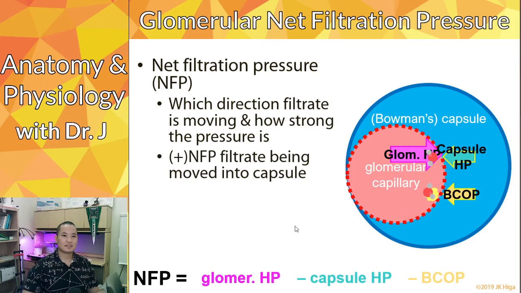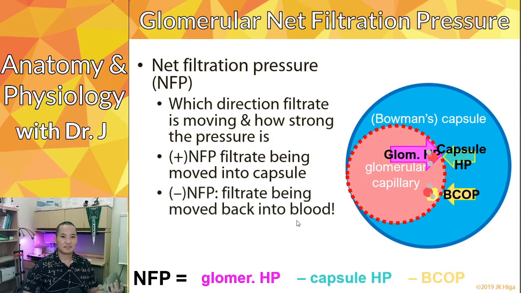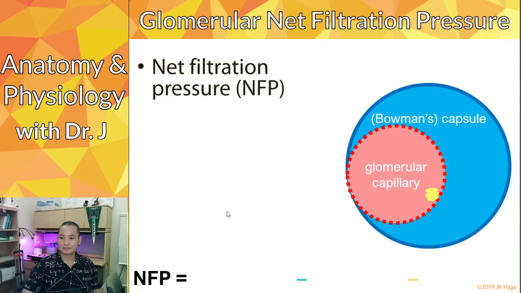So when you have positive net filtration pressure, that means the filtrate is being moved into the capsule. If you have negative, that means the filtrate is moving back into the blood. So that means that you're taking what is supposed to eventually become urine and putting it back in your blood. That's why in normal, healthy, functioning kidneys, you should have a positive net filtration pressure, because again, your kidneys are trying to take your blood and filter out waste particles it doesn't need.